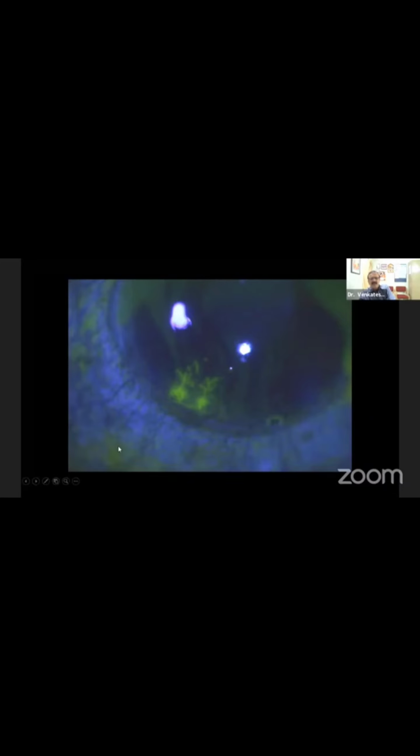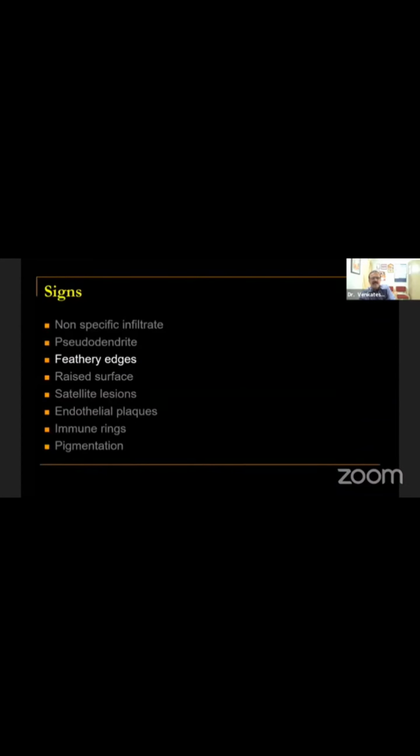As you can see, this is more like a flower pot dendrite. You see something like a base here, and it's accompanied by stromal infiltration. It's not a clean linear dendrite as you would see in viral keratitis. This is more like a flower pot dendrite, I like to call it that way. So it's something like a pseudodendrite. But staining with fluorescein and seeing with cobalt blue helps you catch these things.